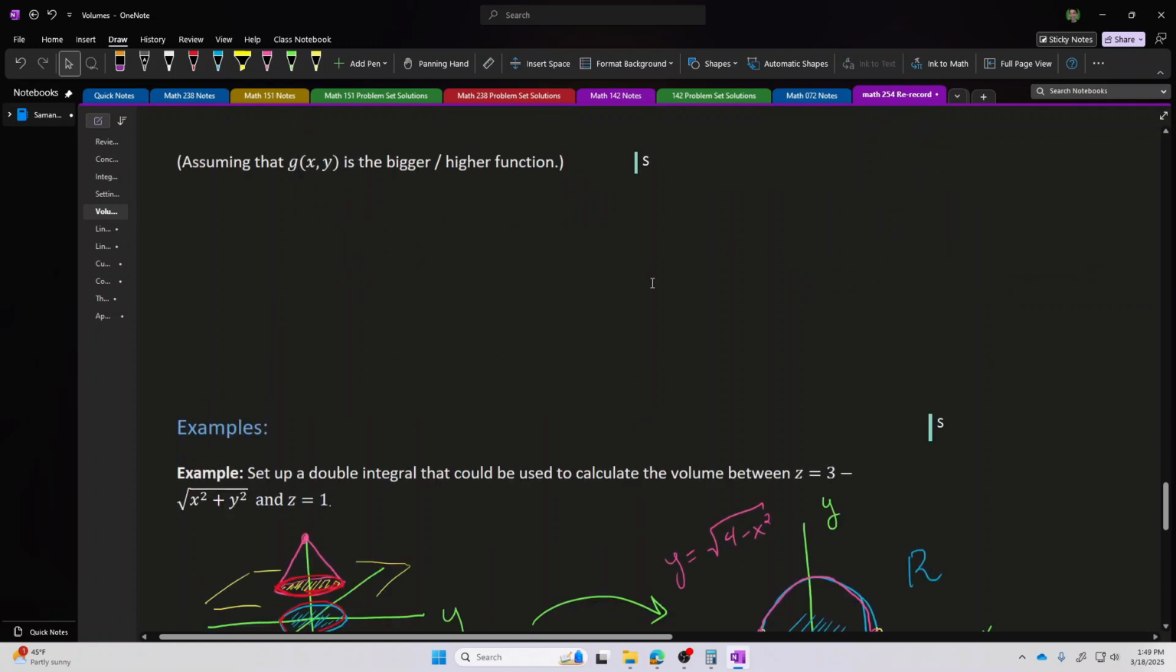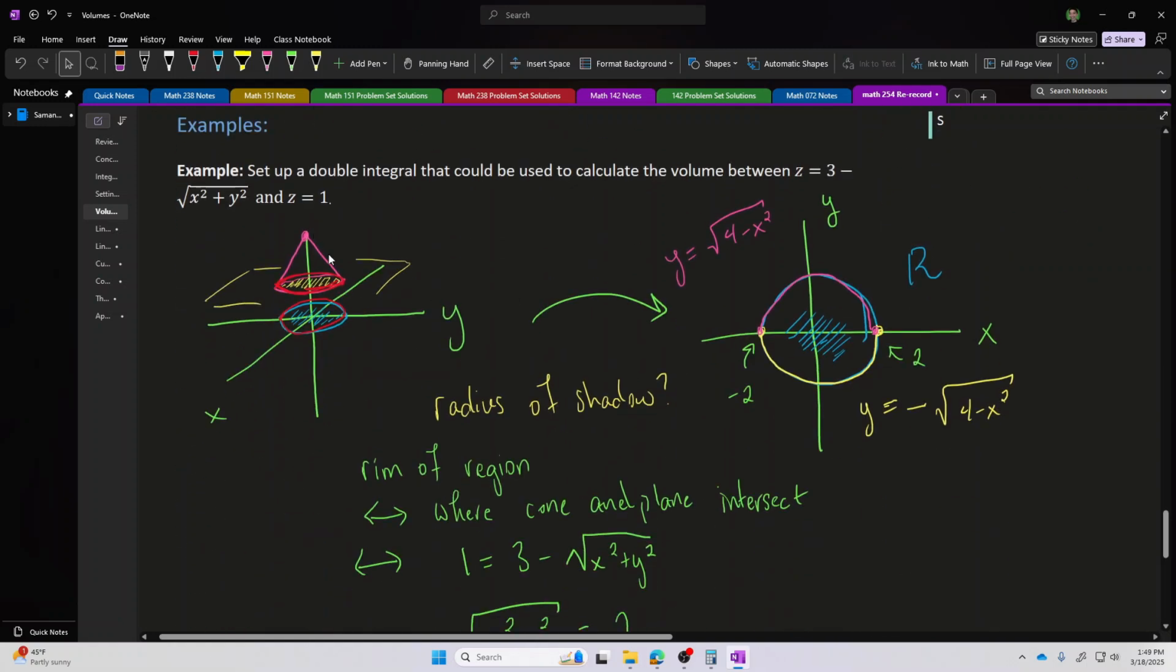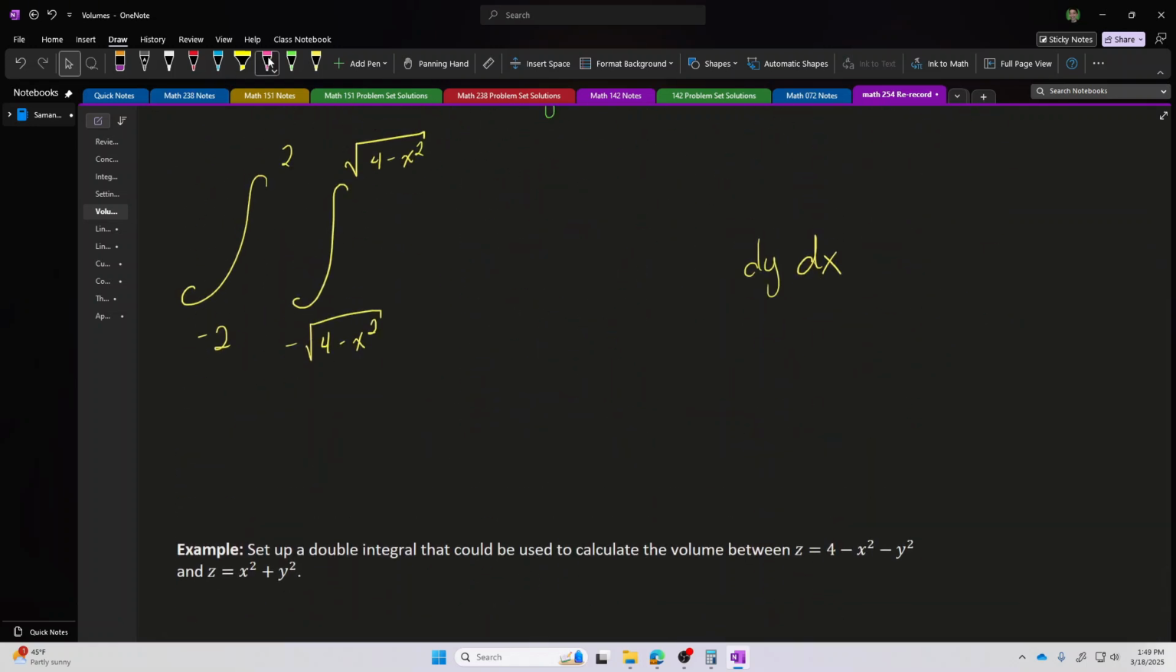bottom function. Now, in this problem, I can see from my three-dimensional picture that the cone is the surface on the top of this region, and the plane is the surface on the bottom of this 3D region. So based on that, I would set up my difference in the order with the cone first, and then subtracting from that the equation of the plane, both as functions of x and y.